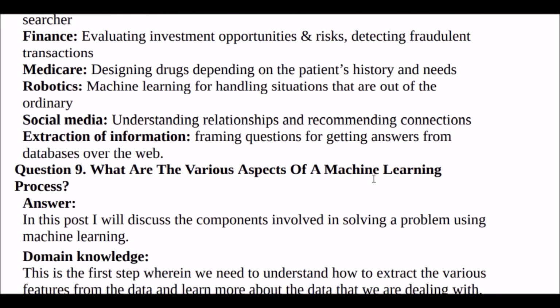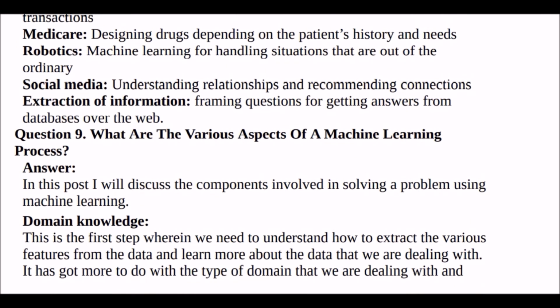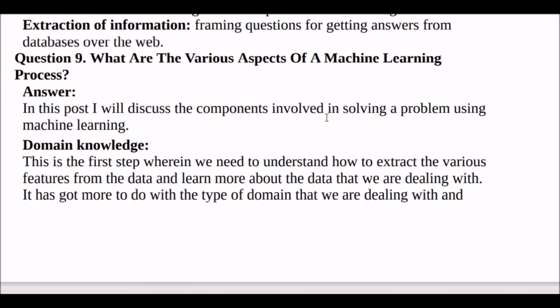Next question, question number 9. What are the various aspects of a machine learning process? The answer is, in this particular post, I will discuss the components involved in solving a problem using machine learning. First one is domain knowledge. This is the first step wherein we need to understand how to extract the various features from the data and learn more about the data that we are dealing with.